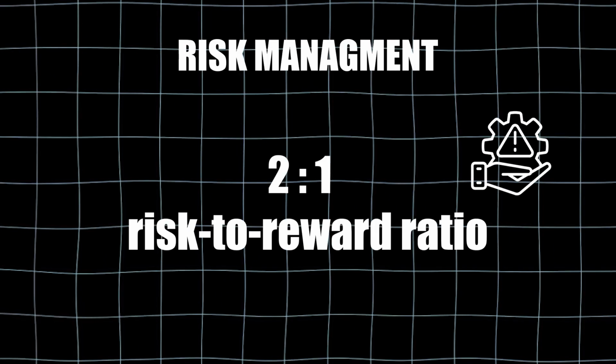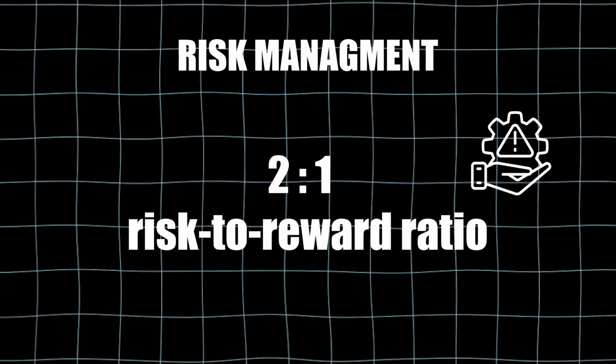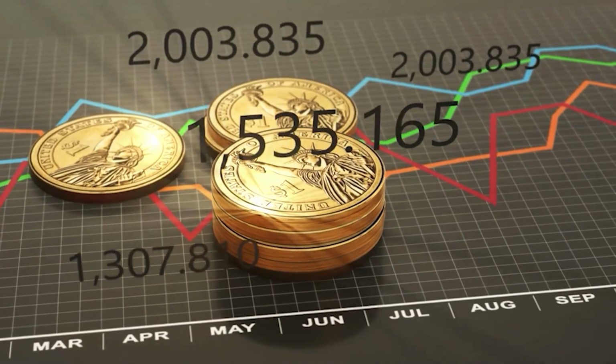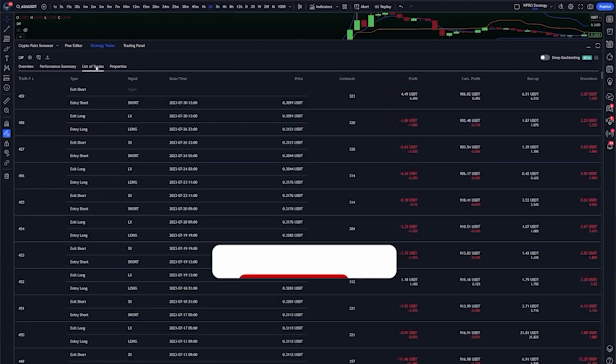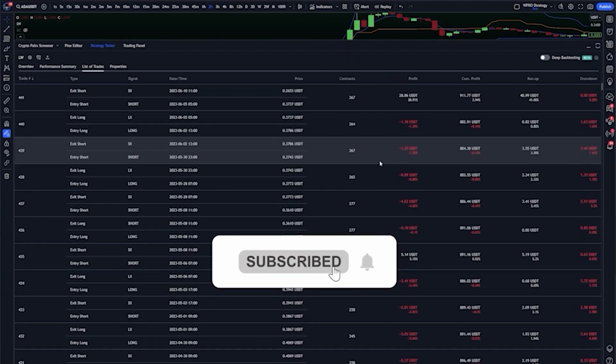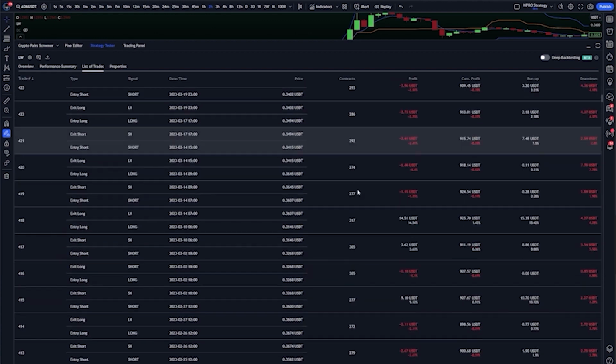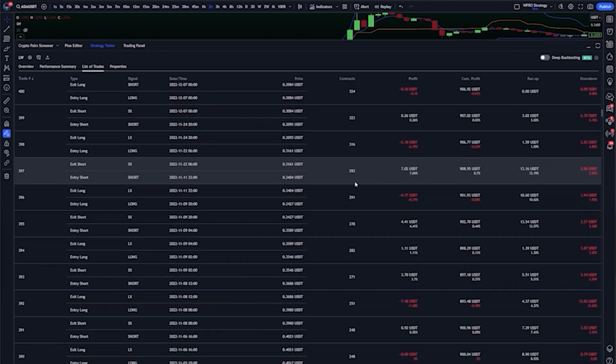Risk management. The strategy incorporates a 2-to-1 risk-to-reward ratio, emphasizing prudent risk management. By setting a stop loss and taking profit based on this ratio, traders aim to maximize potential gains while limiting losses, contributing to a more sustainable trading approach.